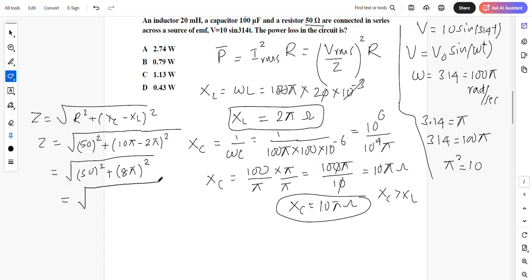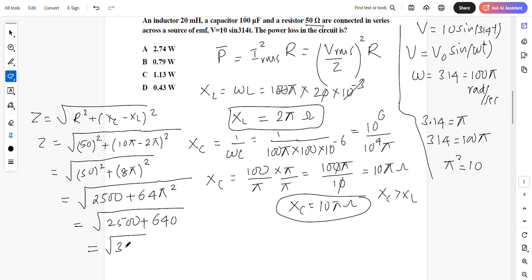That is equal to square root of 2500 plus 64 pi square. That is equal to square root of 2500 plus 640, because we know that pi square is equal to 10. Therefore, how much is 2500 plus 640? We are going to get this as root of 3140.